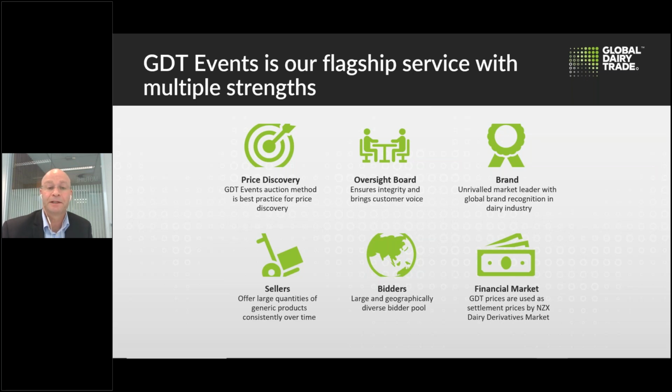Core to GDT, of course, are our sellers and our bidders, and I'll talk about them shortly. We have a number of sellers, but a key characteristic there is they offer fairly large quantities of generic products consistently over time. And that's because we want to have price discovery, and we want to see how prices are moving over time.